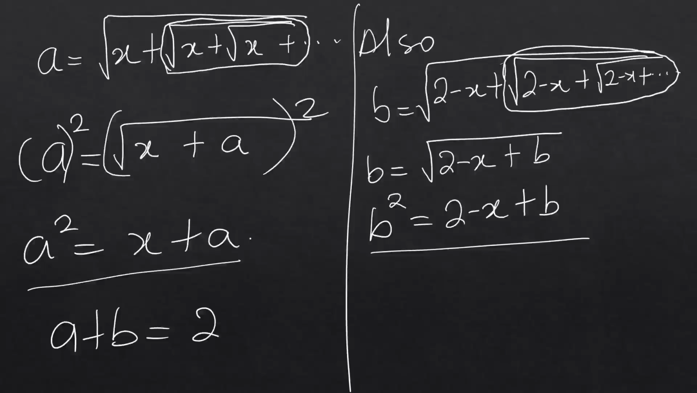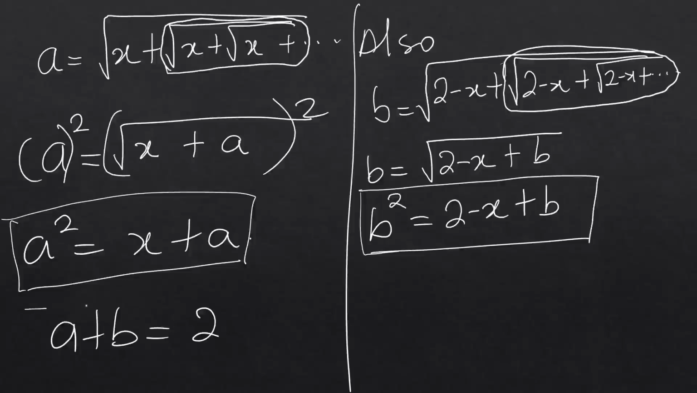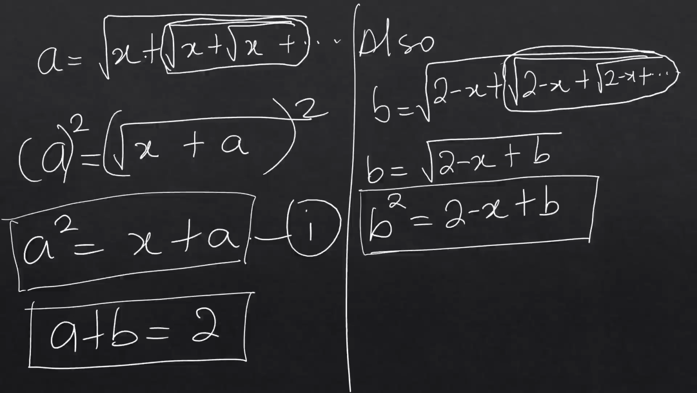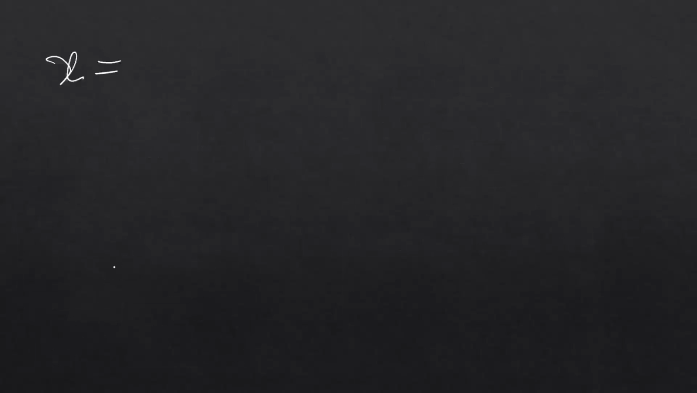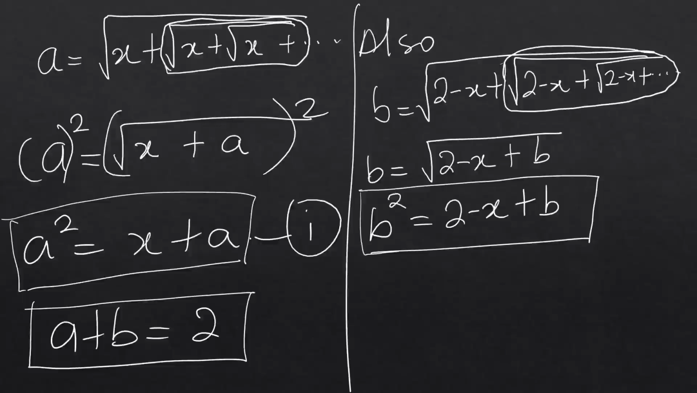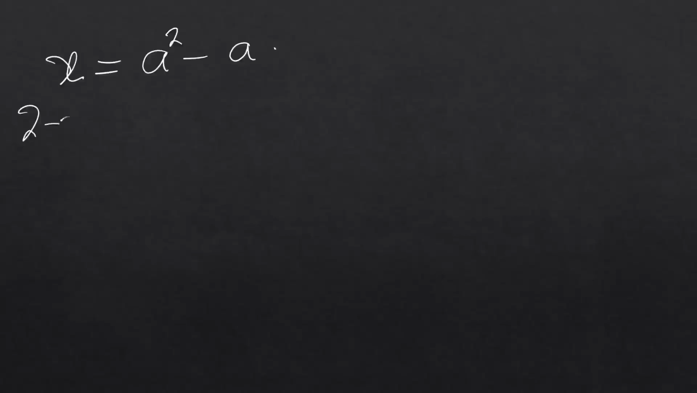But then, since I have this equation, and I also have this equation, are they not related? And I have this third equation. They are all related in one way or the other. So what I'm going to do, I'm going to push x to one side of the equation for the two of them. So from equation 1, I'm going to have that x is going to be equal to A squared minus A. That is what I got first. Now on the second one as well, 2 minus x is going to be B squared minus B. Is it not? So I'm going to have 2 minus x is going to be B squared minus B.